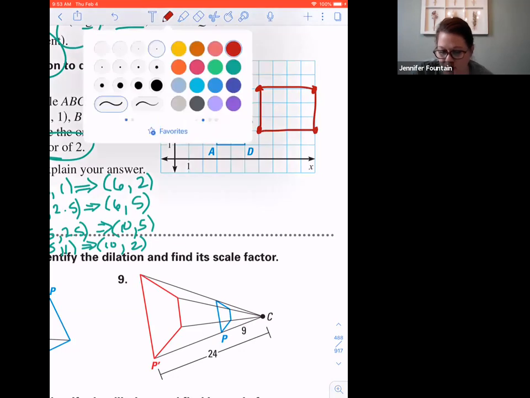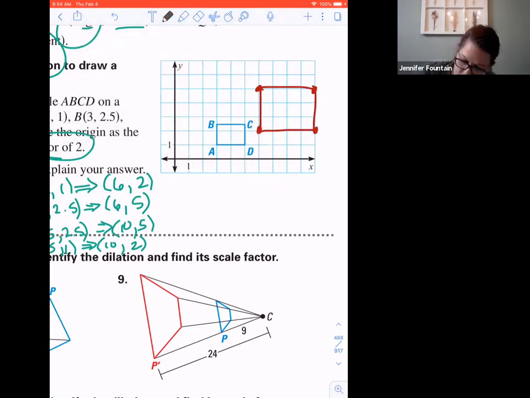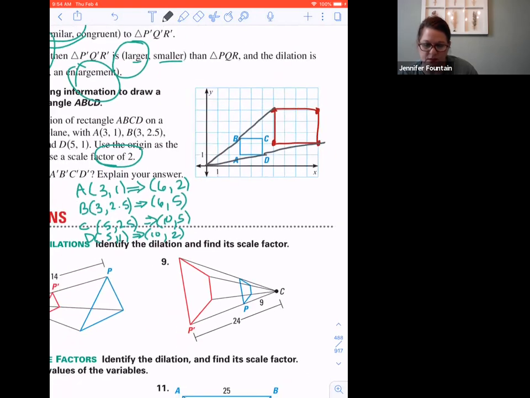Again, like in the pictures, they would always connect and say, okay, from my origin, I had here to here, then here to here, and then here to here, here to here. So we can see where our lines are showing our enlargement. Okay.